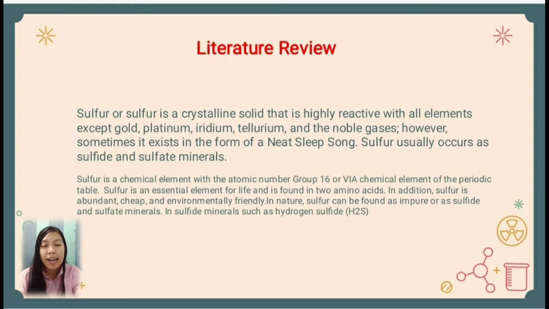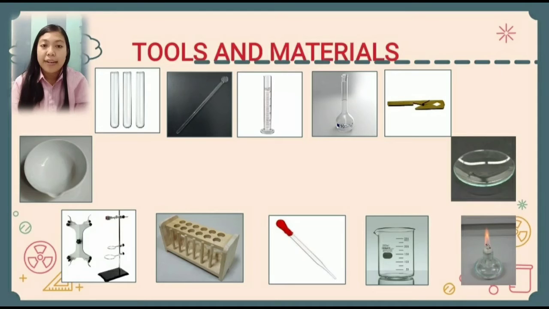Sulfur is an essential element for life and is found in amino acids. Sulfur can be found as an impure element or as sulfide and sulfate minerals. In sulfide, it is present as hydrogen sulfide, H2S. Next, the tools and materials used.